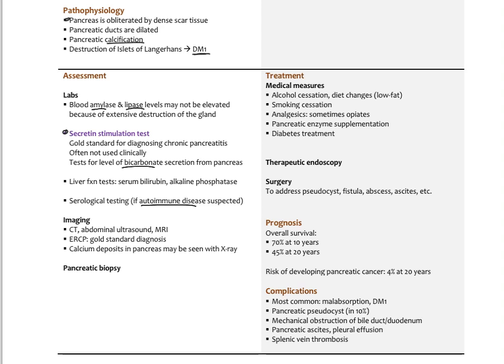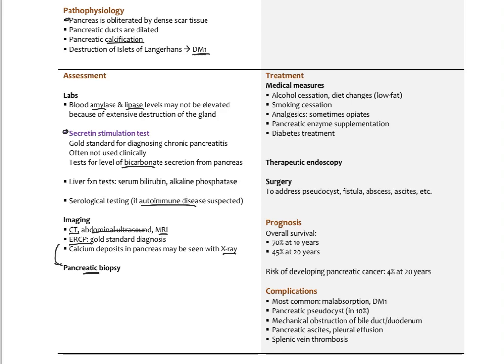Imaging, again, are CT, abdominal ultrasound, MRI. Usually CT and ultrasound would be our two main techniques there. And then the ERCP, again, gold standard diagnosis. We can put the scope up the pancreatic duct and see the extensive scarring. And then calcium deposits might be seen with the X-ray. And then a pancreatic biopsy can be done as well, and often that's done from the ERCP.